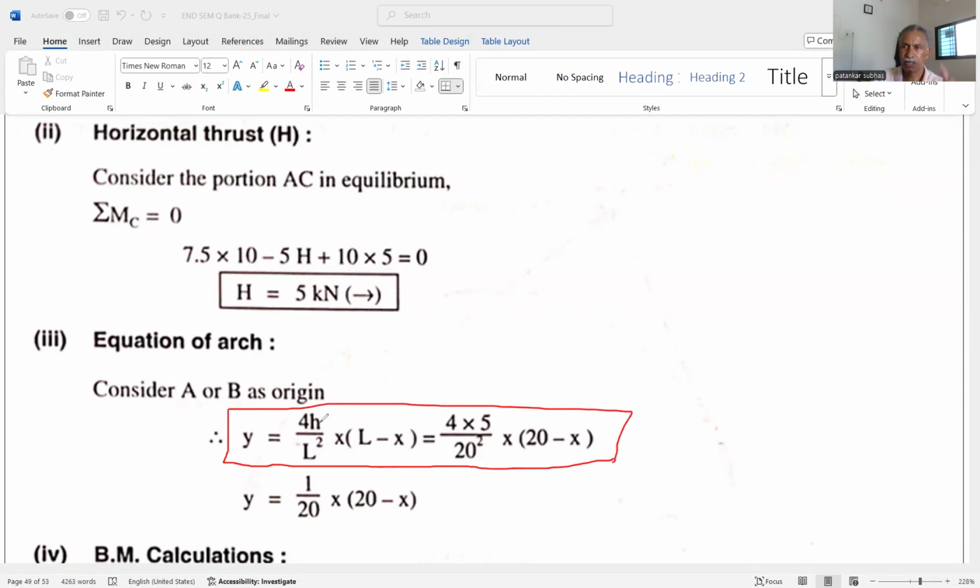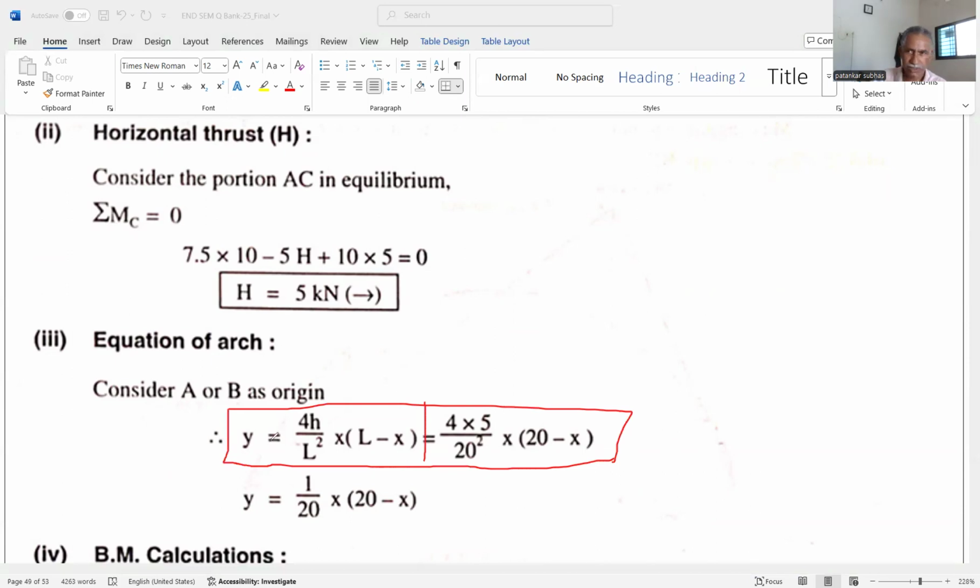4h, where h is the height, that is the rise of the arch. So y equals 4h divided by the total span, the distance between the two supports, L squared, multiplied by x times (L minus x). This is the formula to find the y distance at a distance of x.